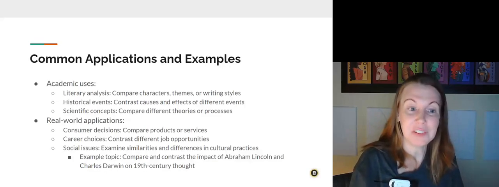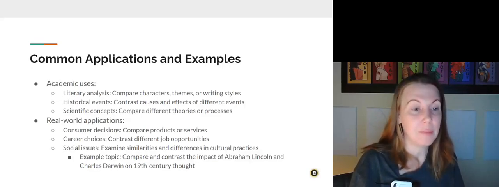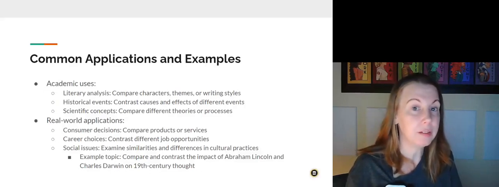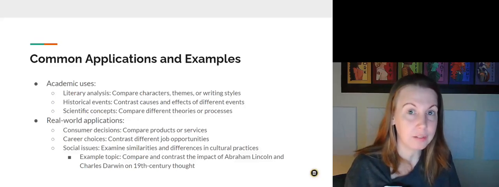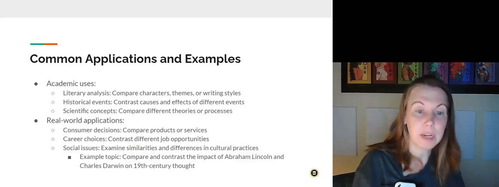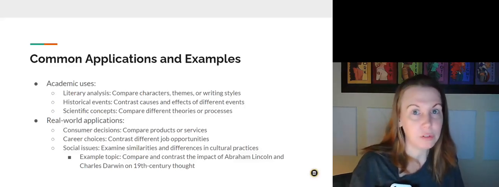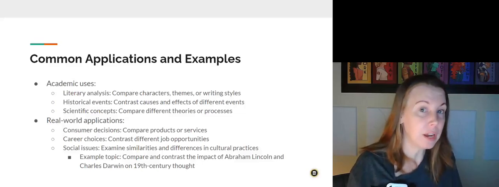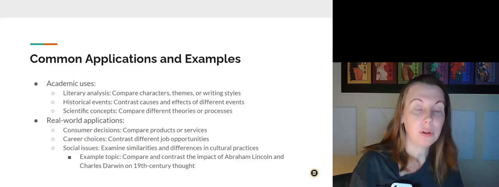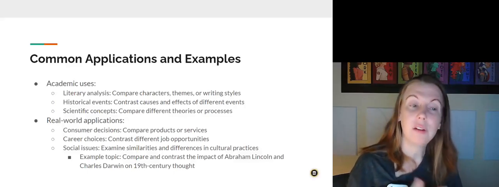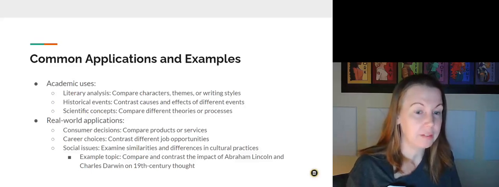And common applications and examples. There are academic uses that you guys are going to be using, maybe not necessarily in this particular class, but in the next one, where you're comparing different characters, or different themes in a story, or even writing styles. Historical events, compare and contrast those. Scientific concepts, all of those things can be compared.